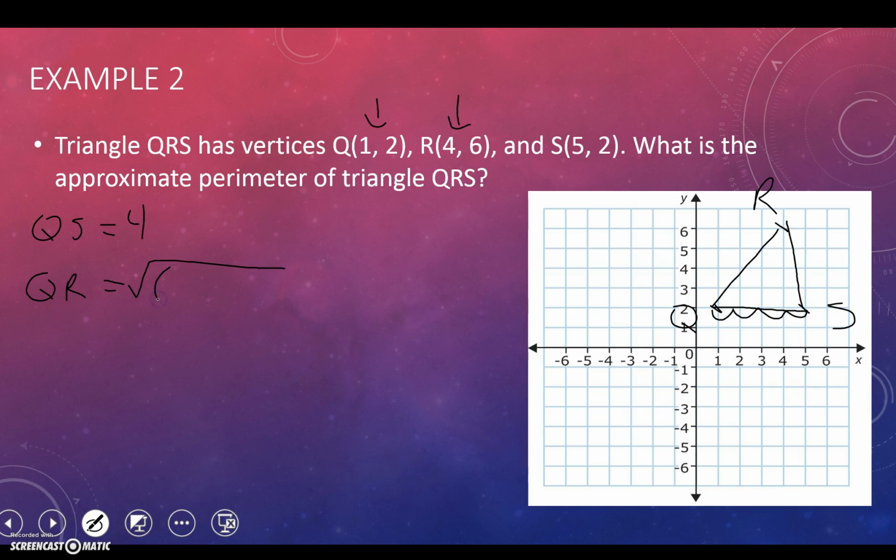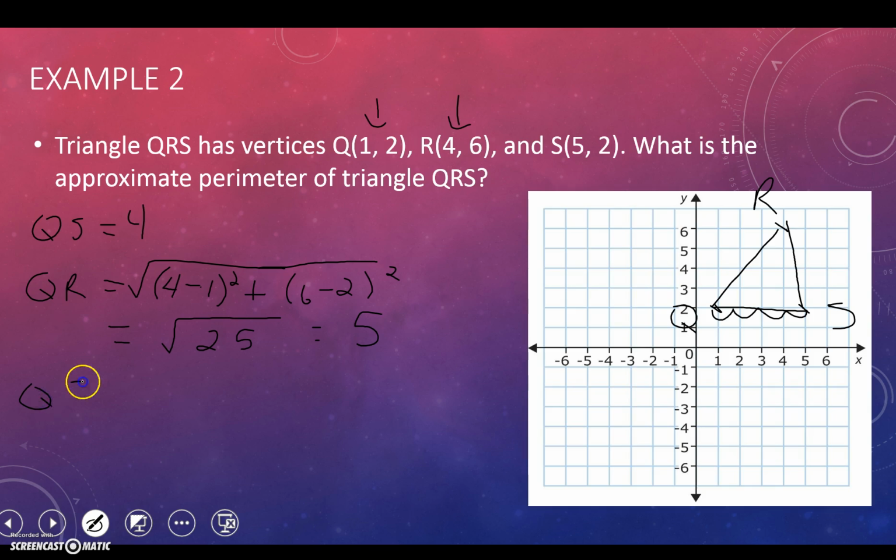So for this one here, if I were to subtract the x values, it would be 4 minus 1. And remember, I square it, plus 6 minus 2. And again, remember that I square it. So 4 minus 1 is 3, squared is 9. 6 minus 2 is 4, squared is 16. Add them together, we get 25. Square root of 25 is 5. So I know the length of QR is 5.